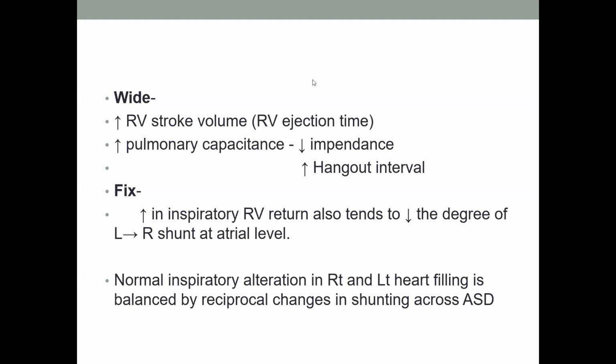So hangout interval is something you should understand. In all congenital heart disease, it is important. What happens to the hangout interval in case of VSD? It changes, but not to the extent of ASD. Hence, the wide fixed split is because of early A2 and not delayed P2. What's very interesting is what happens to the hangout interval in PDA?